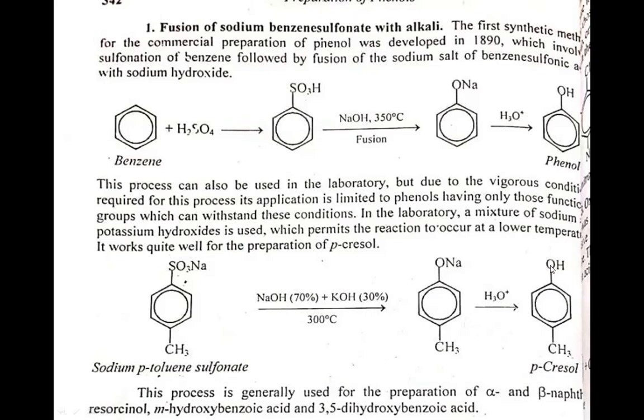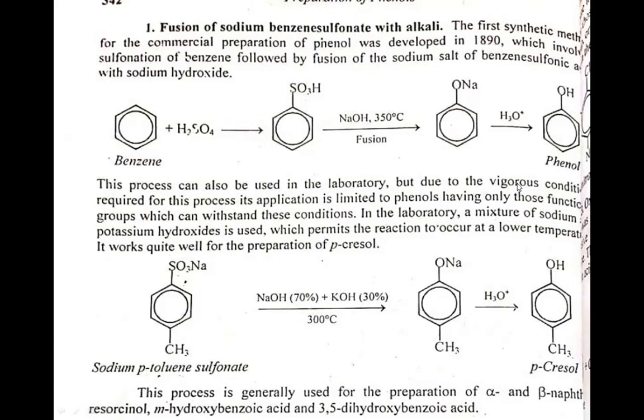If methyl group and OH group are present on benzene ring, it's known as cresol, and these two groups are at para position, so it's known as para cresol. So this process is generally used for the preparation of alpha and beta naphthols. Alpha and beta naphthol means when OH group is present on naphthalene. When OH group is present on naphthalene, then this is not known as phenol, this is known as naphthol. If OH is present at one position of naphthalene, this is alpha naphthol, and if OH is present at two position of naphthalene, it's known as beta naphthol.